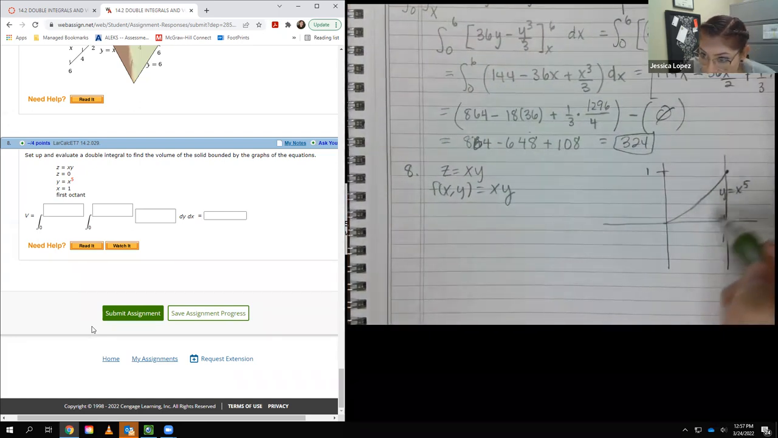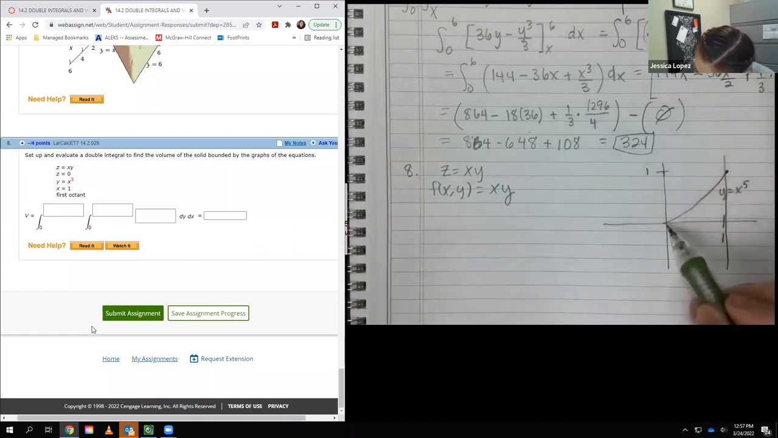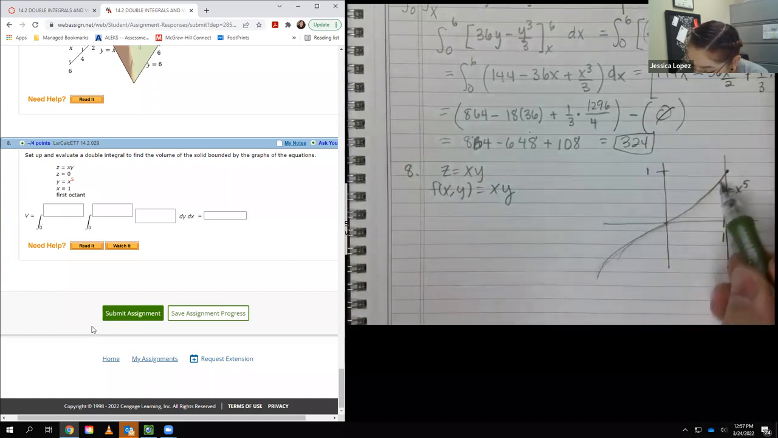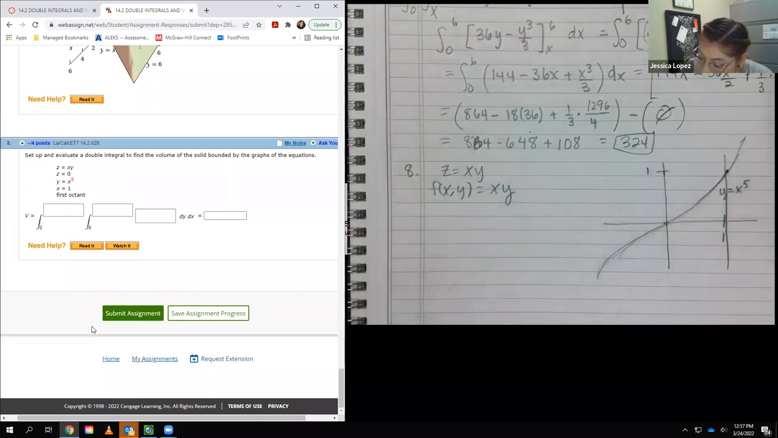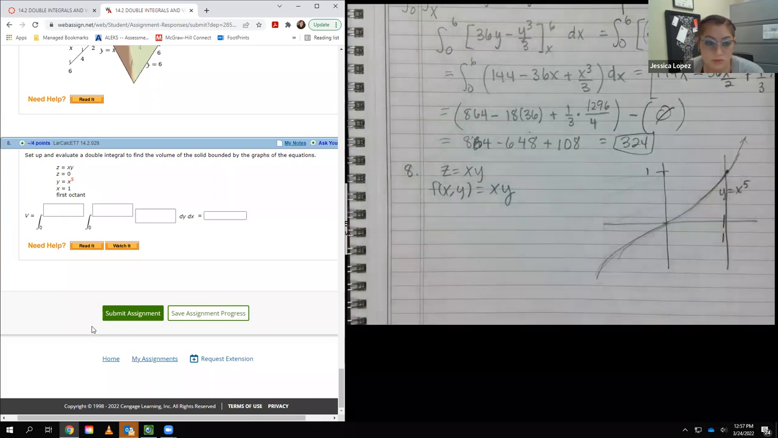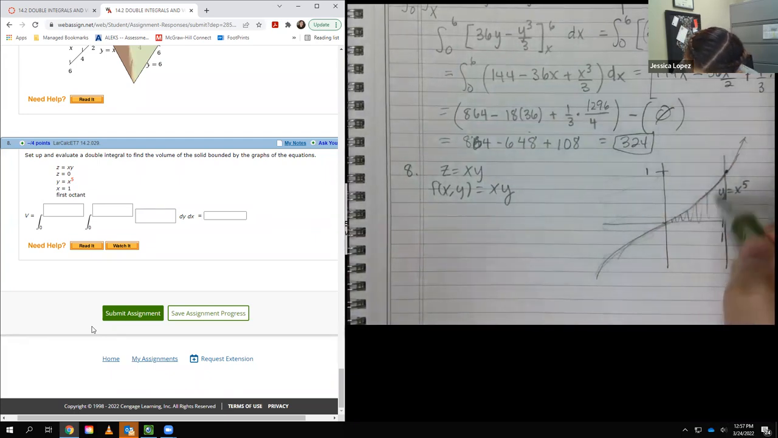If I wanted, this is my region, and if I want to draw this, I think it's facing in that direction. Yes, it is. And then the other part's like this. It's just fat, okay? But they did say the first octant, which means I'm not looking at these quadrants, and I'm also not looking at any of the four quadrants below the z-axis. I'm only above the z-axis and in this first quadrant in the xy plane, okay? So this is truly the region, okay?